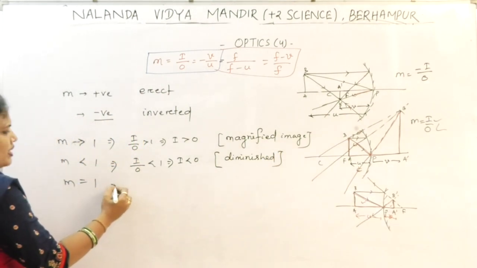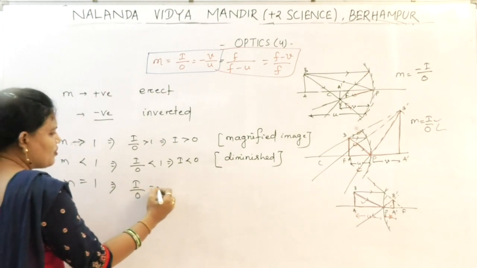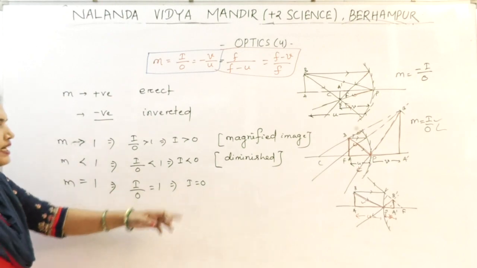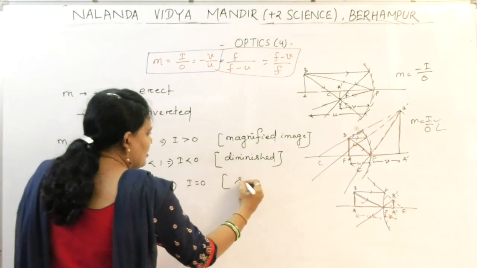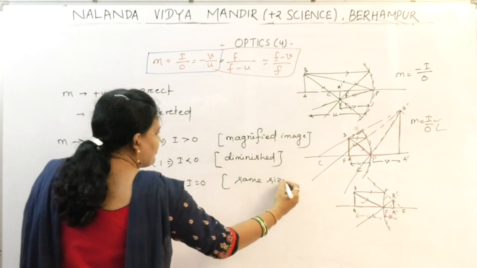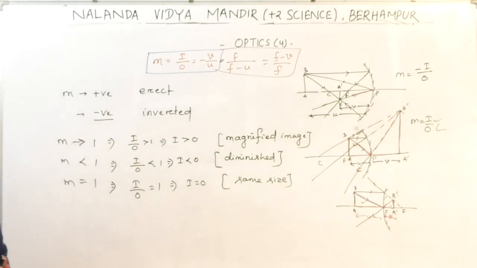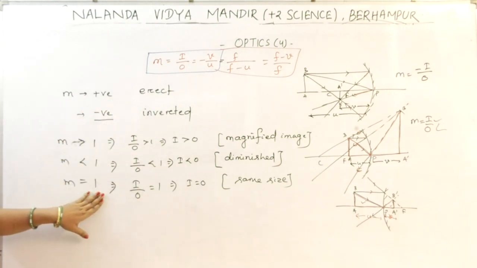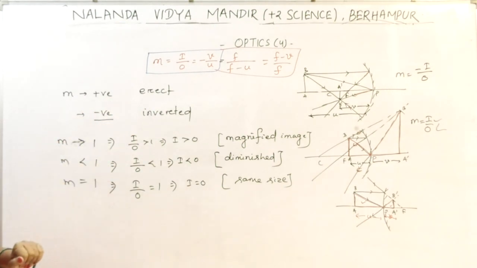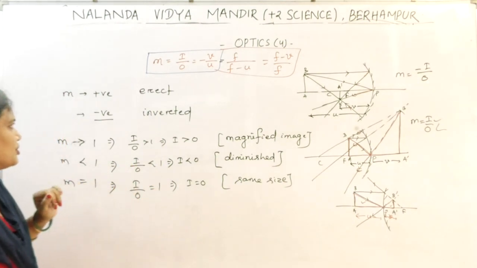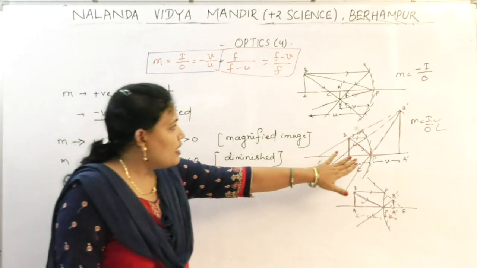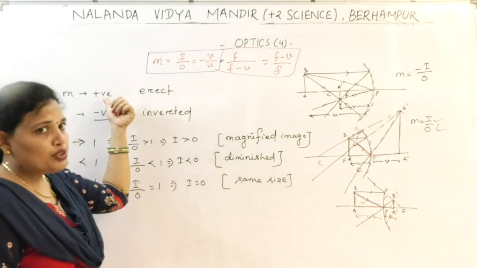If M equal to 1, then I by O is equal to 1. That implies I equal to O. Object size and image size are the same. So the conclusion, M equal to 1, in which case do we generally get this? In a plane mirror, or when the object is at the center of curvature. If M is positive, the image is erect.